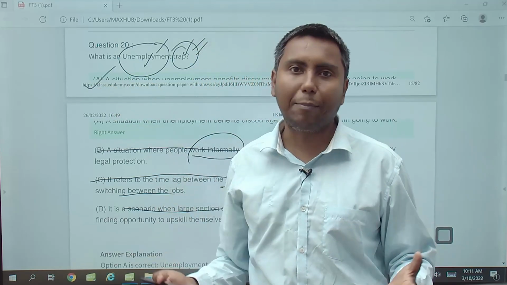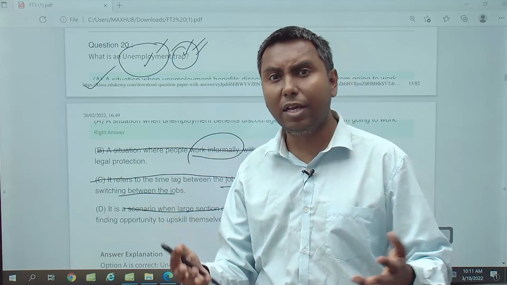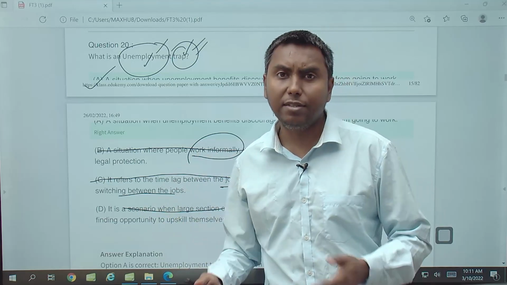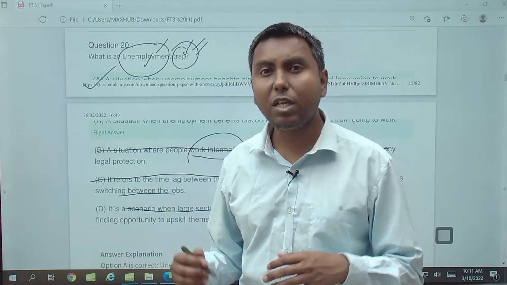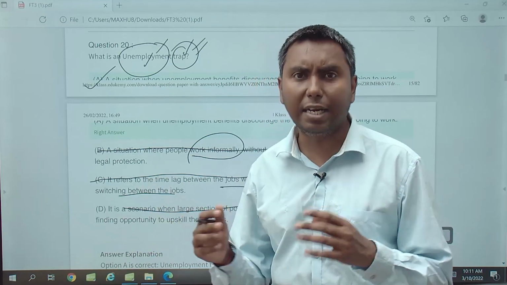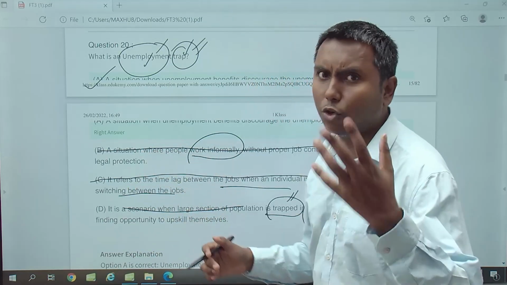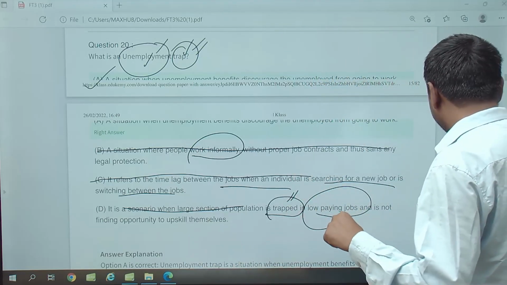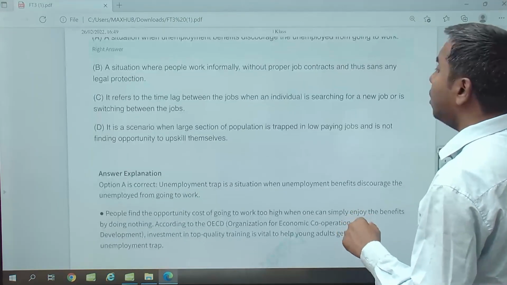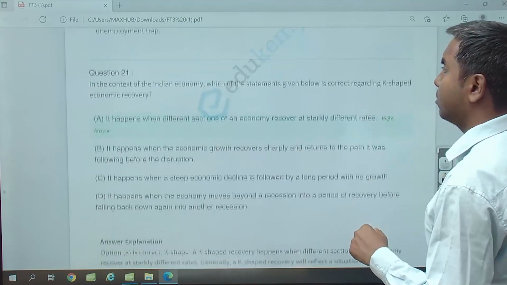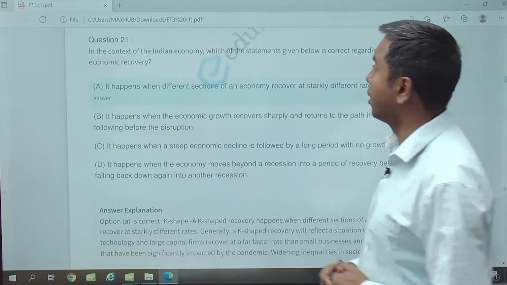Okay. So unemployment trap means if people are given unemployment allowances, then there is a chance that they will have lesser incentive to search for employment because anyway they are getting a certain sum of money. Okay, and they are used to it. Okay, this is one of the moral dilemmas of giving unemployment benefits.